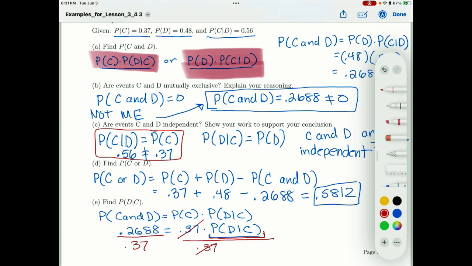Then these cross off. And when I take 0.2688 and divide by 0.37, that's going to give me my probability for D given C. And we get 0.7265.